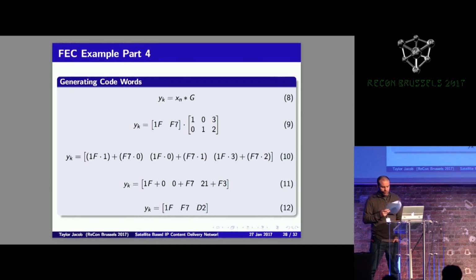The first byte of the code word is 1F, and the second is F7. The last field, I'll give you some help. 1F times 3 in the Galois field is 21. F7 times 2 is F3. And 21 XORed with F3 is D2. So D2 is the FEC value, which would be in the third packet. That would be the byte transmitted in the third packet.